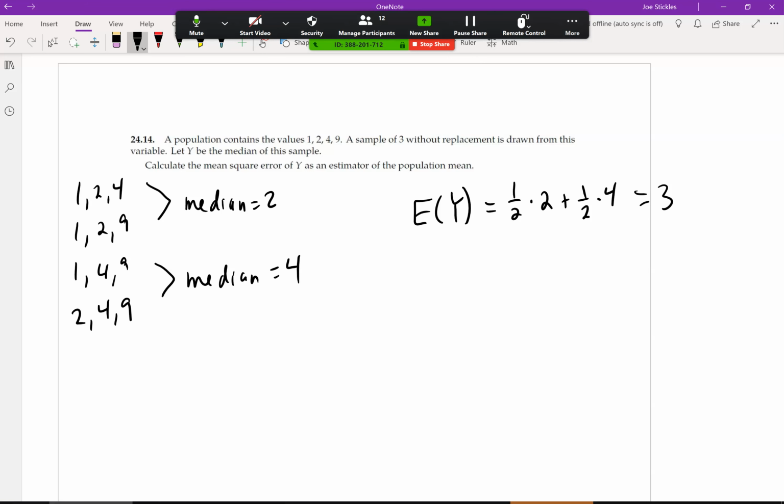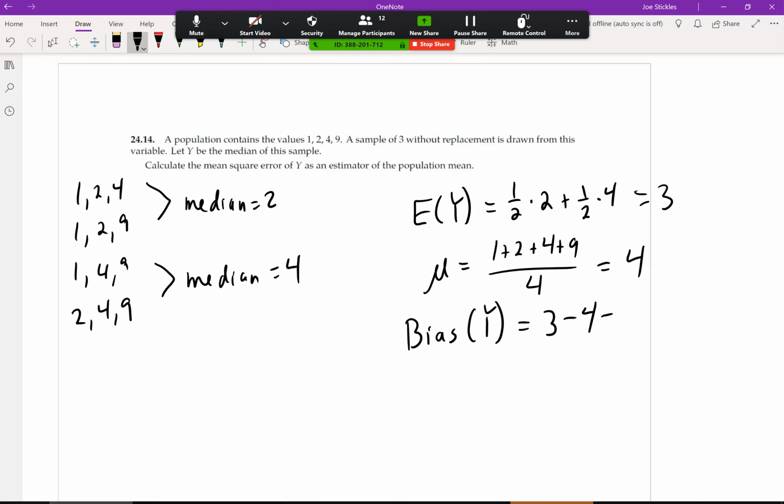We can also calculate the mean of the population. I'll just refer to it as mu here. That's certainly not a hard thing to calculate. If I add it up and divide by 4, I get 4. So now we can calculate our bias, because that's one of the pieces we need to know for mean square error. I get -1 like in the previous example.